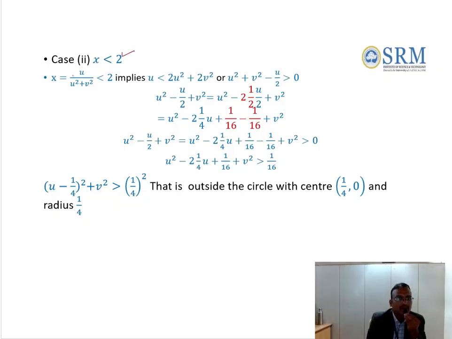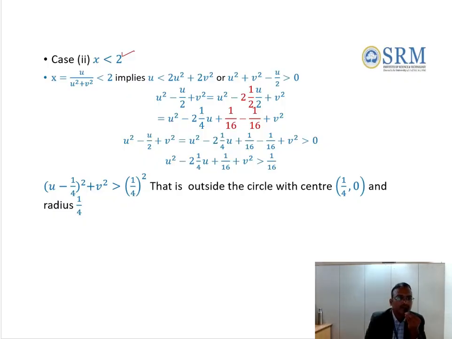but x is u upon u² + v². You multiply this by u² + v², then you will have u less than 2u² + 2v², or u² + v² − u/2 greater than 0, right? We have this expression, that is u² − u/2 + v². You just multiply and divide by 2, that is u² − 2·(1/2)·(u/2) + v². I just multiplied and divided by 2 here in order to make the perfect square.